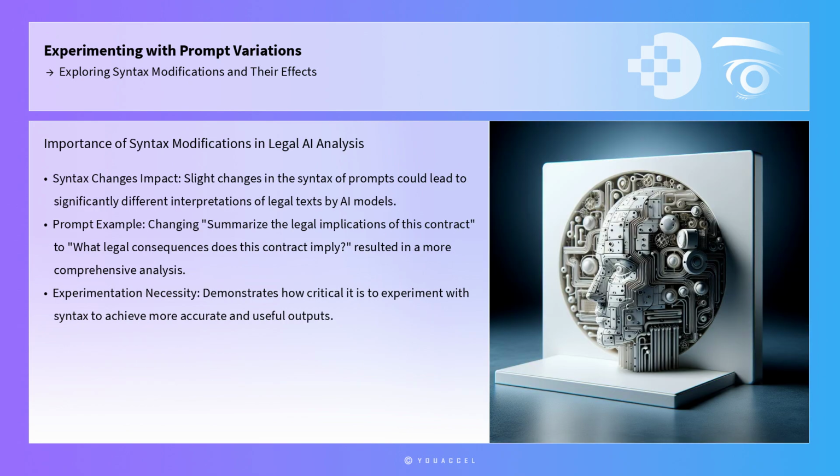A case study that illustrates the importance of syntax modifications is the use of language models in legal document analysis. In a study conducted by researchers at Stanford University, it was found that slight changes in the syntax of prompts could lead to significantly different interpretations of legal texts by AI models. For example, changing a prompt from "summarize the legal implications of this contract" to "what legal consequences does this contract imply?" resulted in a more comprehensive and nuanced analysis by the model. This demonstrates how critical it is to experiment with syntax to achieve more accurate and useful outputs.